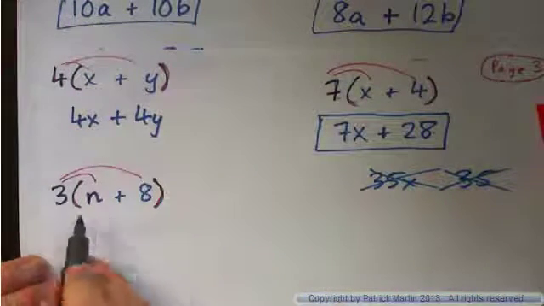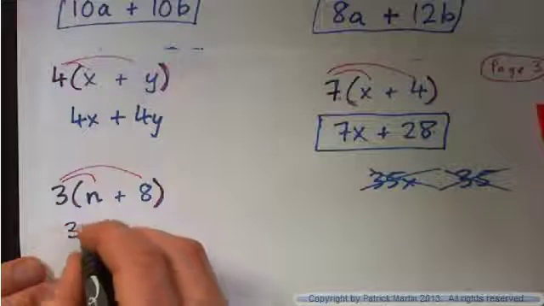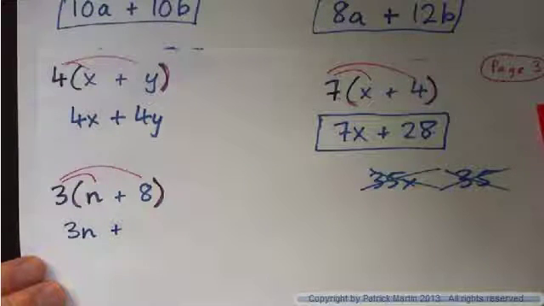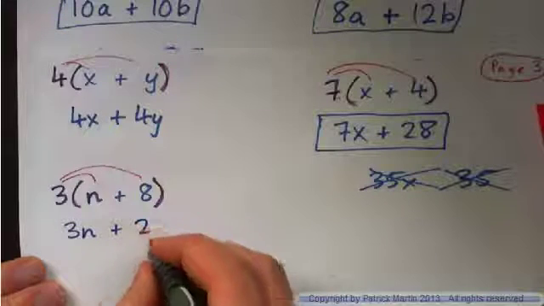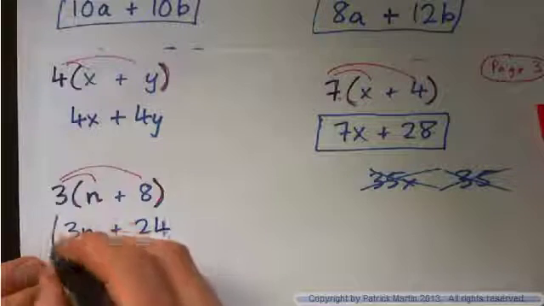How would you write 3 n's? 3 times n? 3 n's, right? 3 times n. How about 3 times 8? What's that? 24, right? So the answer would be just 3 n's plus 24.